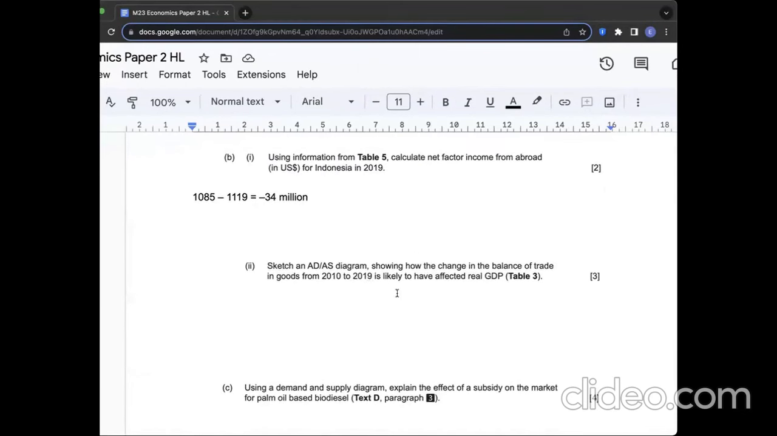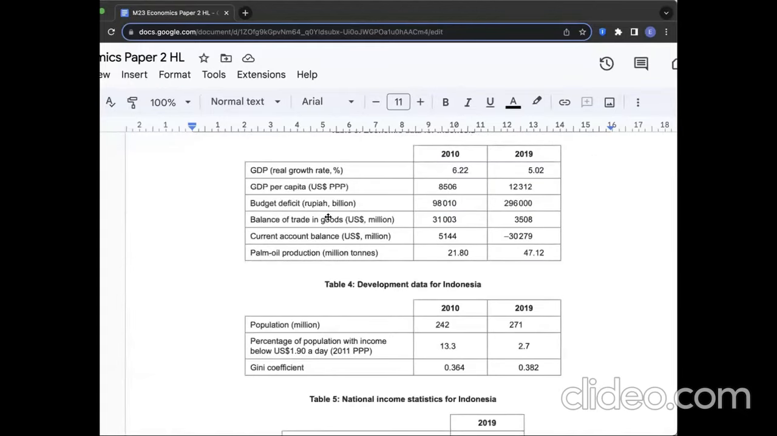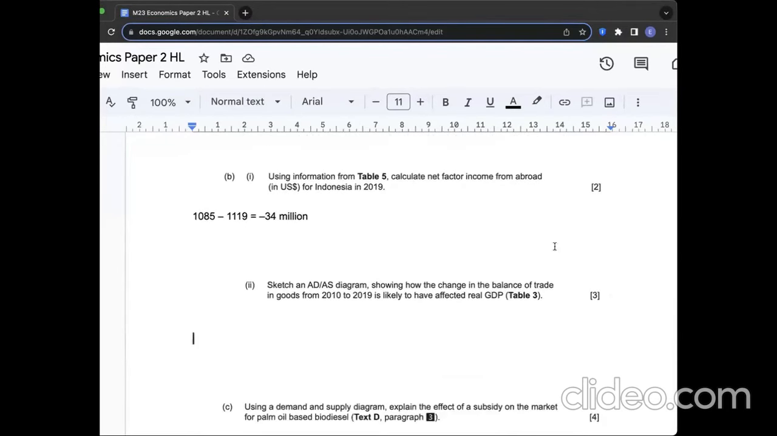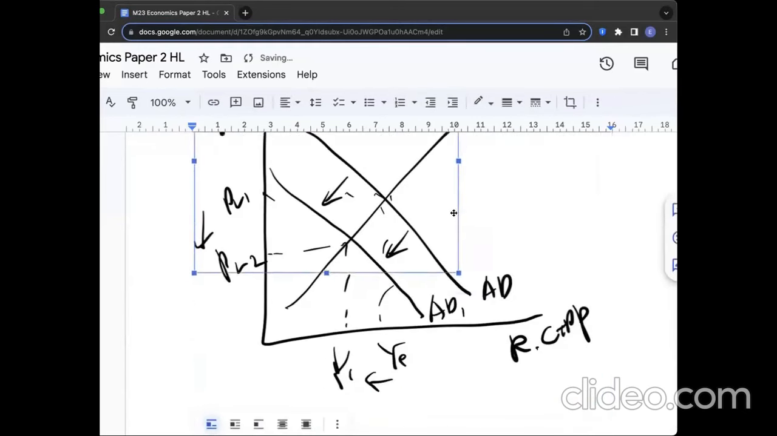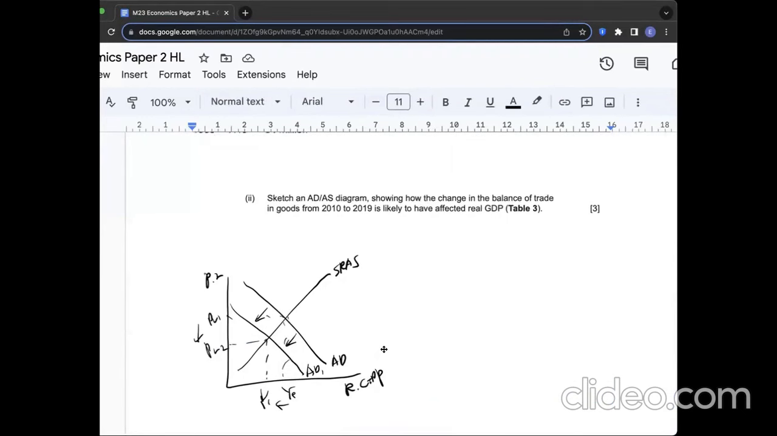All right, 2010 to 19 and balance of trade. Wow. Balance of trade is getting worse. It is earning less and less from exporting. So I can see that net export is going to decrease, which is going to decrease one of the elements of AD. So AD will shift to the left.